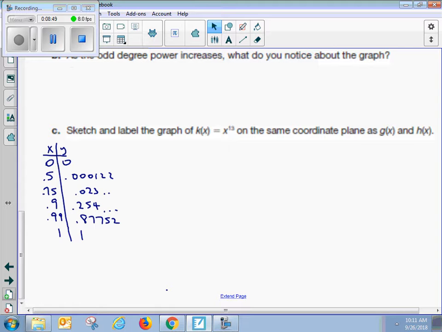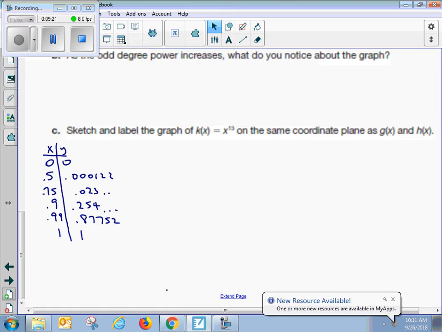When I plugged in 0.5, look at this tiny number, 0.0001222. That is really, really close to the x-axis. When I plugged in 3/4, it doesn't even give me 1/4. It doesn't even give me 0.023. That's 0.02, 2/100ths. That's how close it is. 0.9, 0.254, that's close to 1/4. 0.99, really close to 1, is still at 0.877. So in between that 0 and 1, it's lying low close to the x-axis. That's what I wanted you to see.